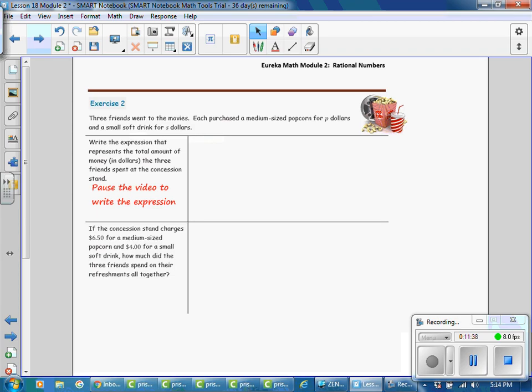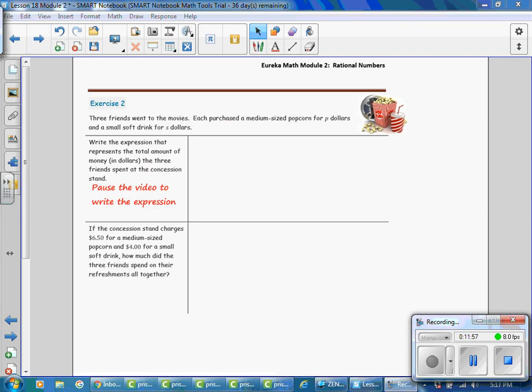Three friends went to the movies. Each purchased a medium-sized popcorn for P dollars and a small soft drink for S dollars. Write the expression that represents the total amount of money in dollars the three friends spent at the concession stand. Pause the video and write the expression.